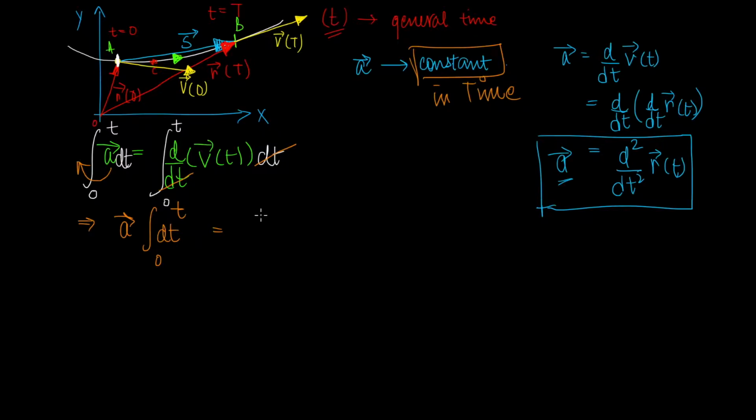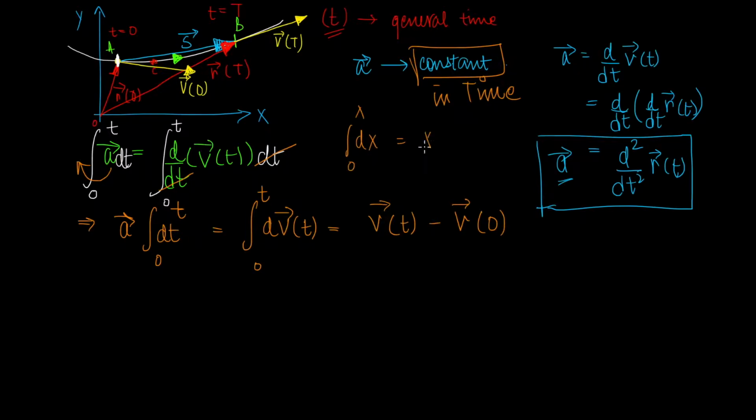What about the right hand side? Well, the right hand side comes out to be the differential term of velocity, and you're integrating it from 0 to t. So this gives you velocity at time t minus velocity at time 0. This is just as saying the integral of dx from 0 to x is x minus 0. So it's the same as that, and basically this is how you expand it.